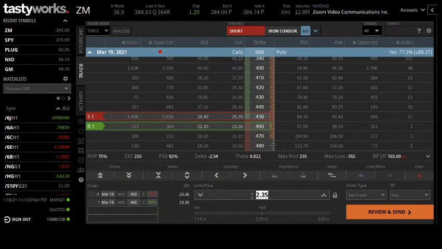So this $235 credit is the initial price. If you close it and it's at $3, you're at a $65 loss. If you close it and it's at $1, you're at a $135 gain. So you want these to decay. You have to let your contract decay with credit spreads. You have to let it go to zero.